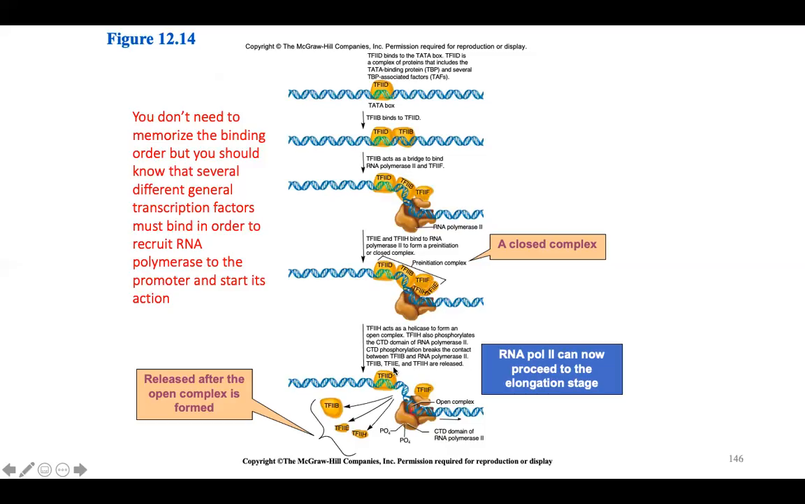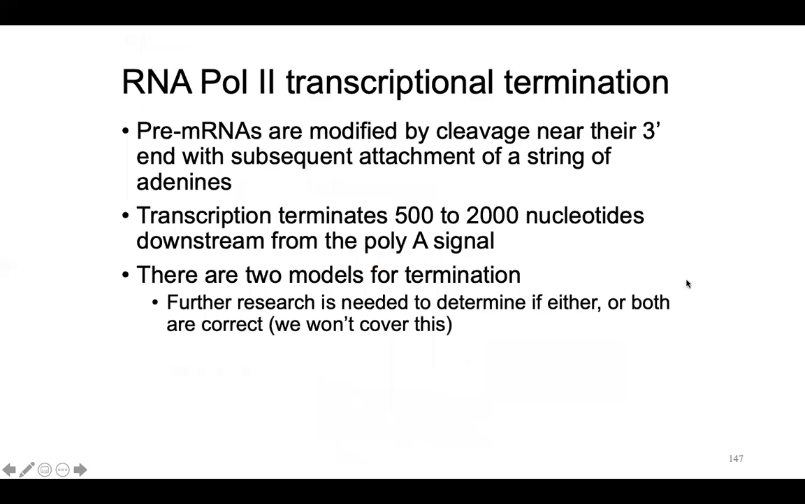TFIIB, TFIIE, and TFIIH are then released. Okay, and once this happens, the release of TFIIB, TFIIE, and TFIIH now marks the elongation stage. So this is how complicated the eukaryotic transcription process is, compared to the prokaryotic.